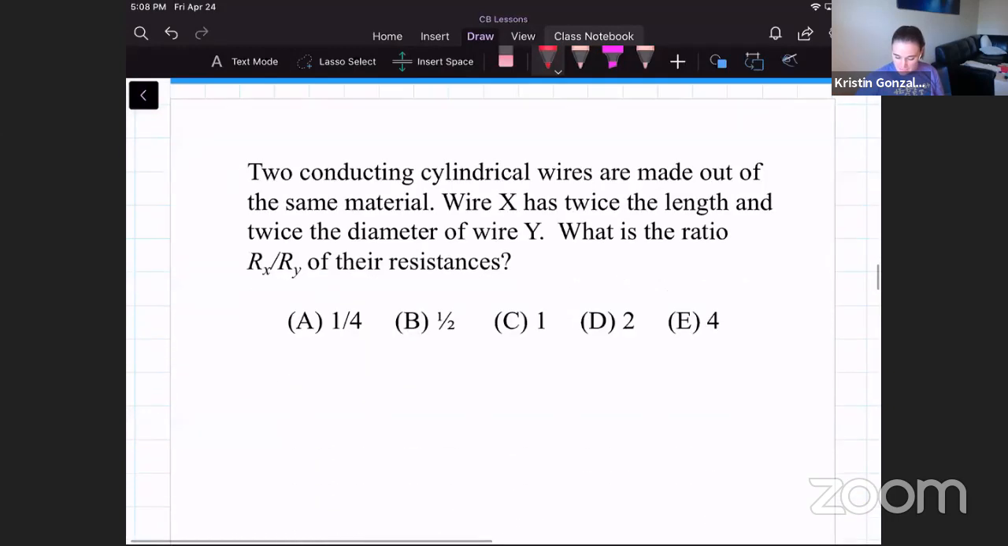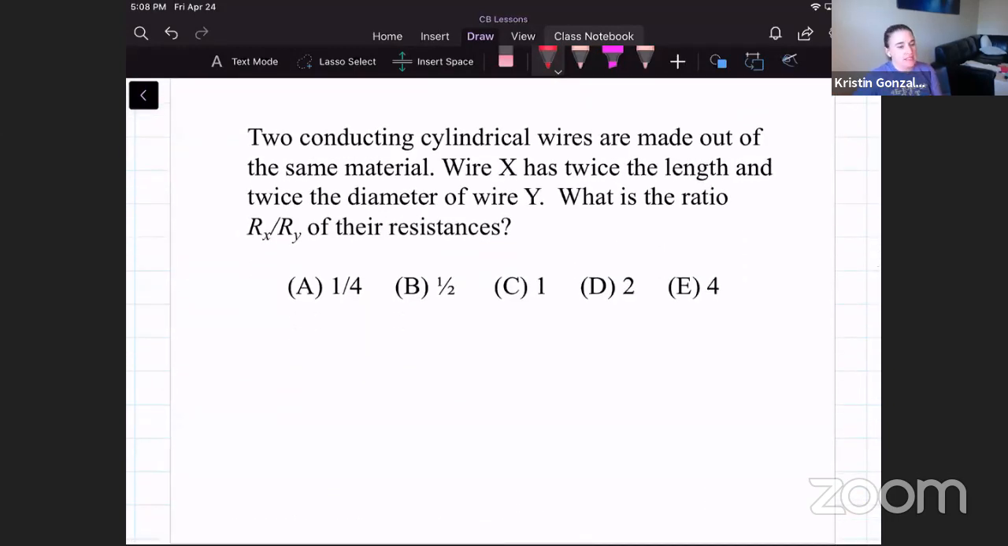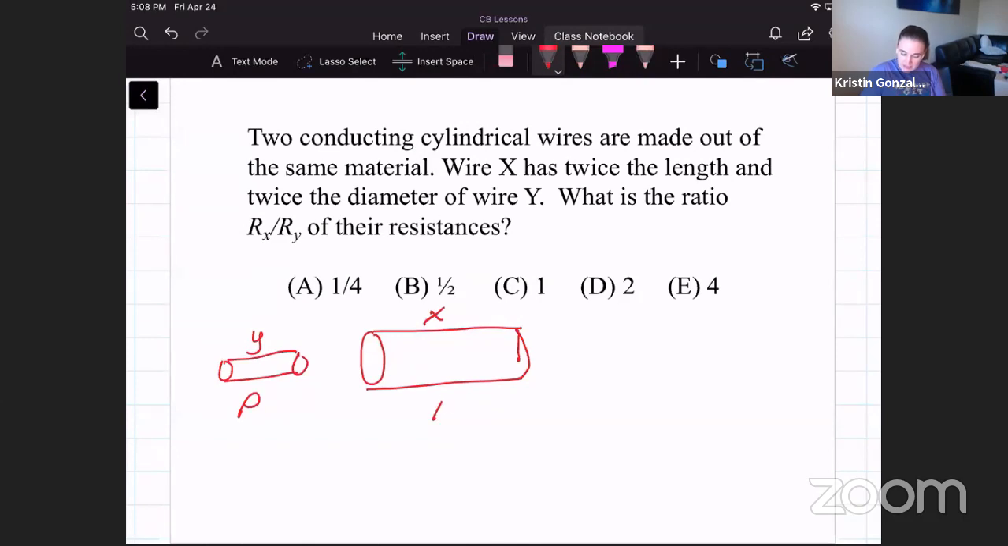So we're going to look at some multiple choice questions here so we can talk about the concepts going on. The first one: we have two conducting cylindrical wires made out of the same material, wire X and wire Y, and wire X has twice the length and twice the diameter of Y. So we draw these out. We've got Y and we've got X, and X has twice the length and also twice the diameter. They're made of the same material, so they both have the same resistivity. We want to know what the ratio of the resistances is going to be. So we know resistance is resistivity times length over area.